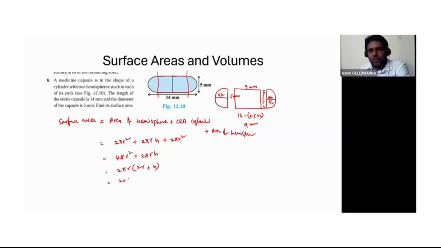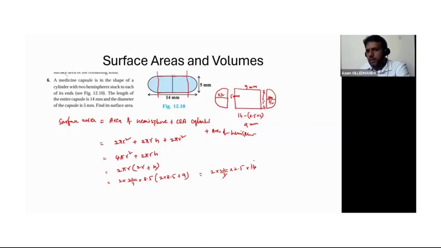So 2 into pi, I will substitute as 22 by 7, into what was r? R is 5 by 2, means 2.5, into 2 into 2.5 plus what is h? H is 9, right? So if I solve this, I'll still keep it like this. 2 into 22 by 7 into 2.5 into 2 into 2.5 is 5. 5 plus 9 is what? 14. So now you understood why I keep on keeping this value.